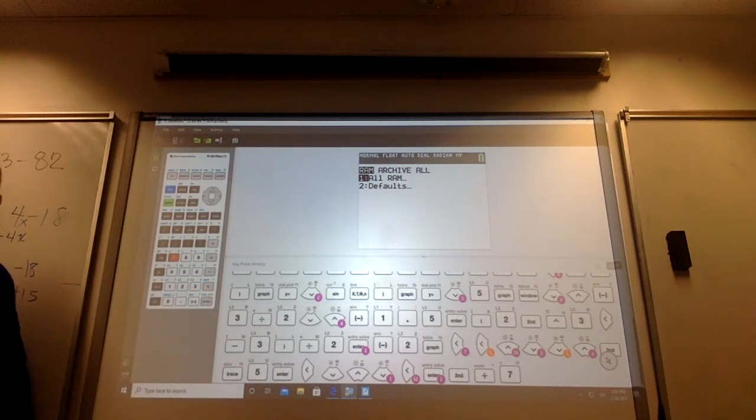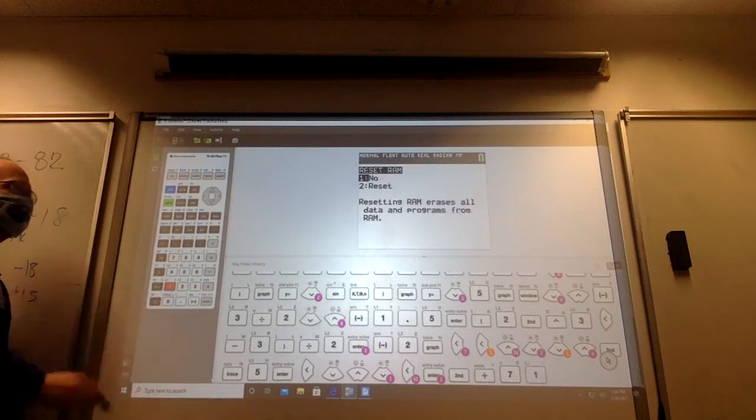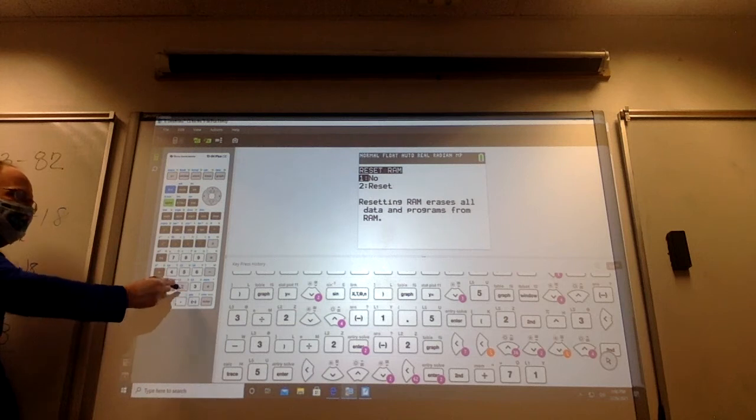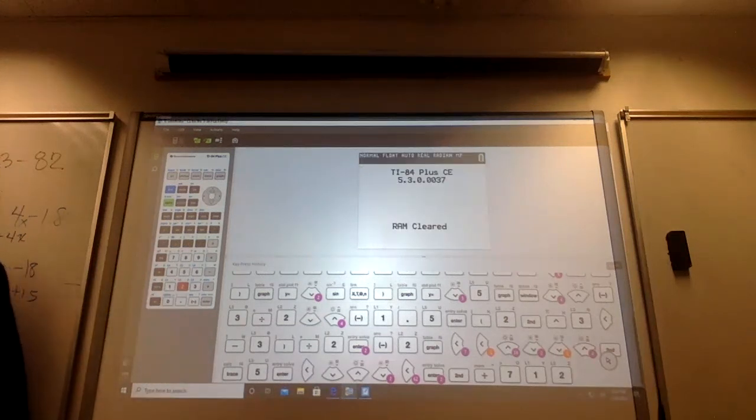And then you want to go ahead and take care of all RAM. And then it says reset RAM, no or reset. Hit number 2, and it should take you to that screen. We good to go? Okay, what that basically does is because those are shared calculators, you have no idea what might have come on that screen.